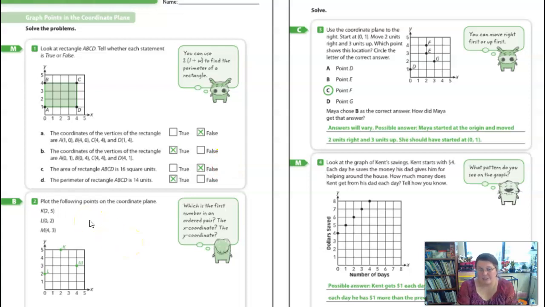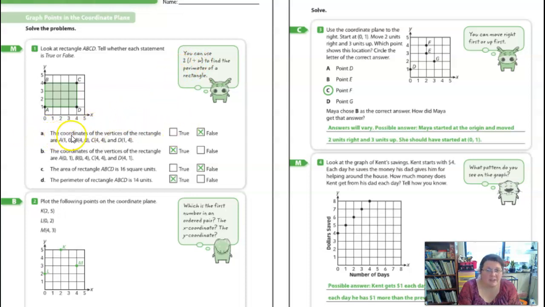That is the expectation. Let's grade pages 345, 346. Okay, so on number 1, it says look at rectangle ABCD. Tell whether each statement is true or false. Okay, so here we have rectangle ABCD, and over here it says you can use 2 times inside parentheses length plus width to find the perimeter of a rectangle. So you would add the length and the width and multiply it by 2.